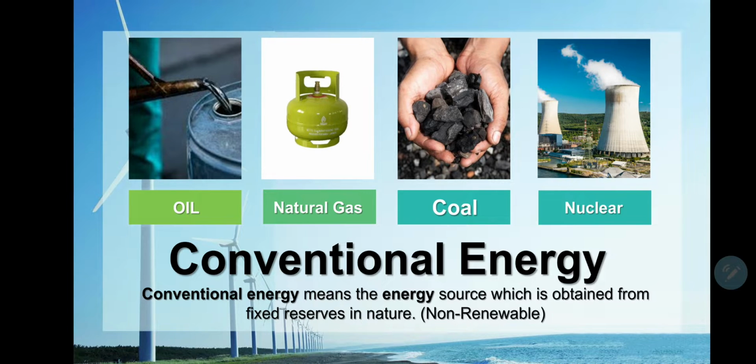But these four we can also call conventional energy sources. What is conventional energy? Conventional energy means the energy source, remember I mentioned energy source before, which is obtained from fixed reserves in nature. So oil, natural gas, coal, and nuclear are examples of conventional energy sources. Hope you understand. Let's continue.